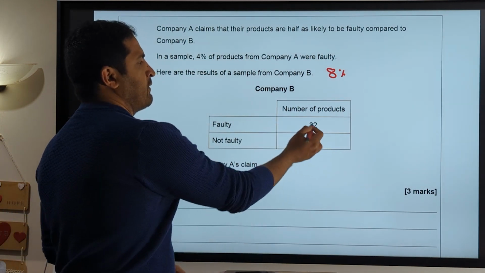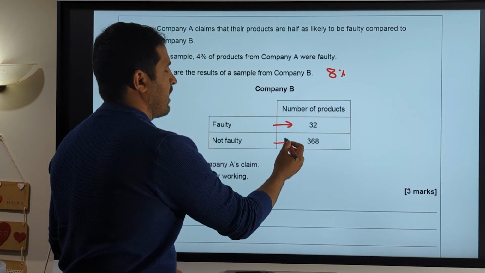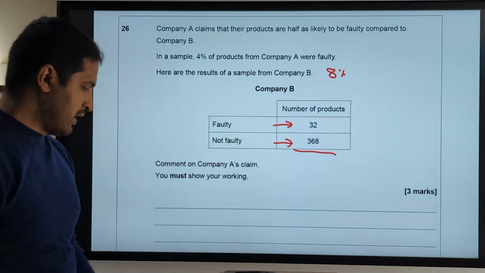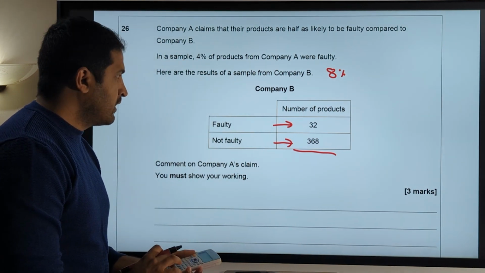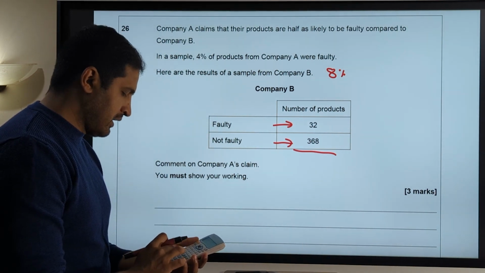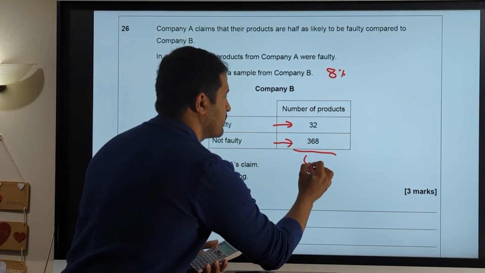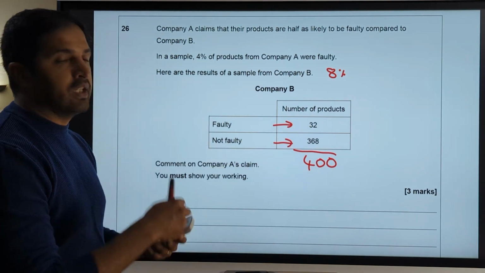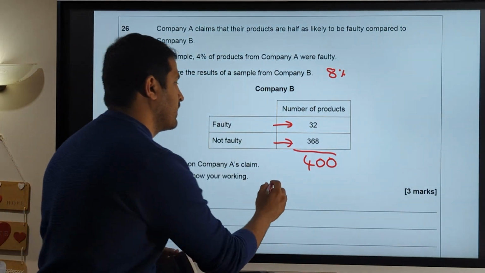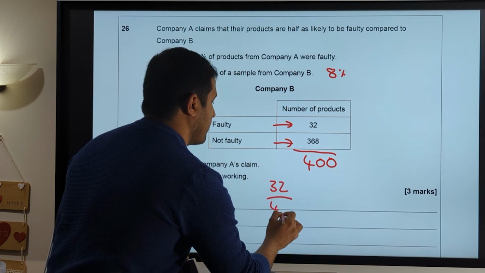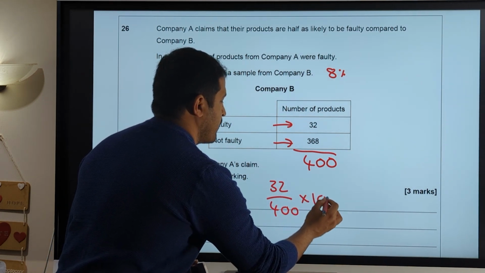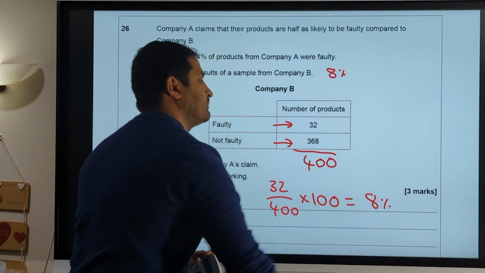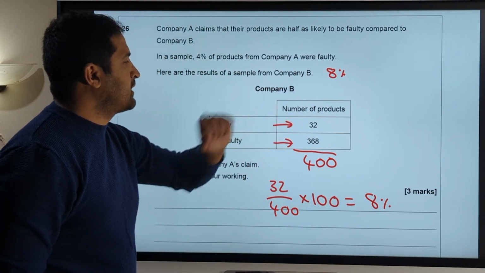So they have 32 faulty and 368 non-faulty. So we first need to work out the total there. So add them up. 368 add 32 gives you 400. So they make 400 products. How many of those 400 products are faulty? So work out the percentage of the faulty products. So we're doing 32 divided by 400 multiplied by 100. And that will give you 8%. So now we know company B has 8% faulty products.